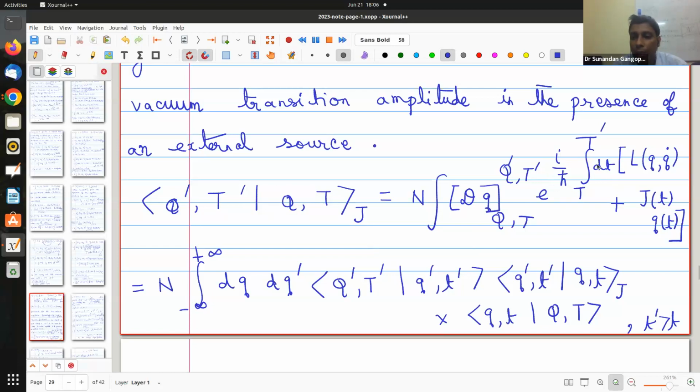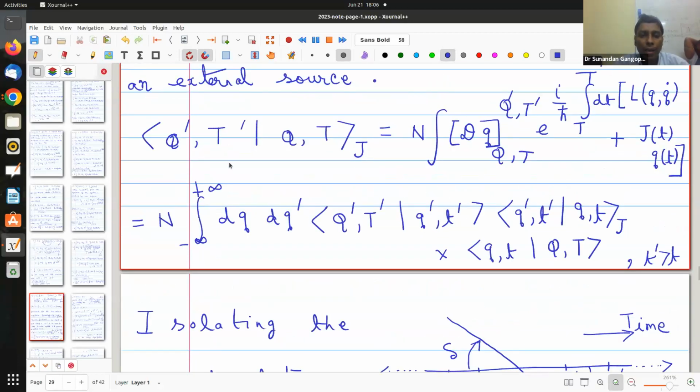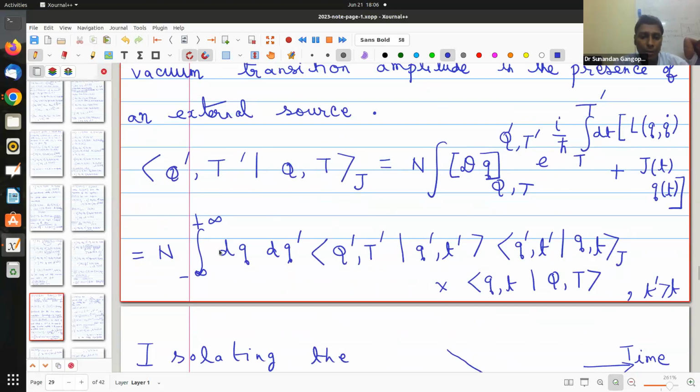So e to the power of i by h bar integral from t to t prime dt. This is the usual action, L(q, q dot) plus j(t) q(t), right? So this is basically this object in the presence of the external source j. But now I want to write down this object in a different way.